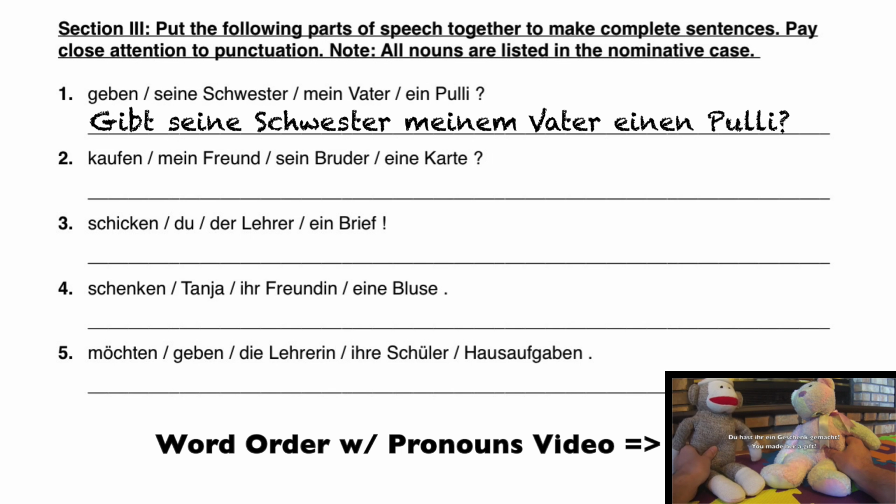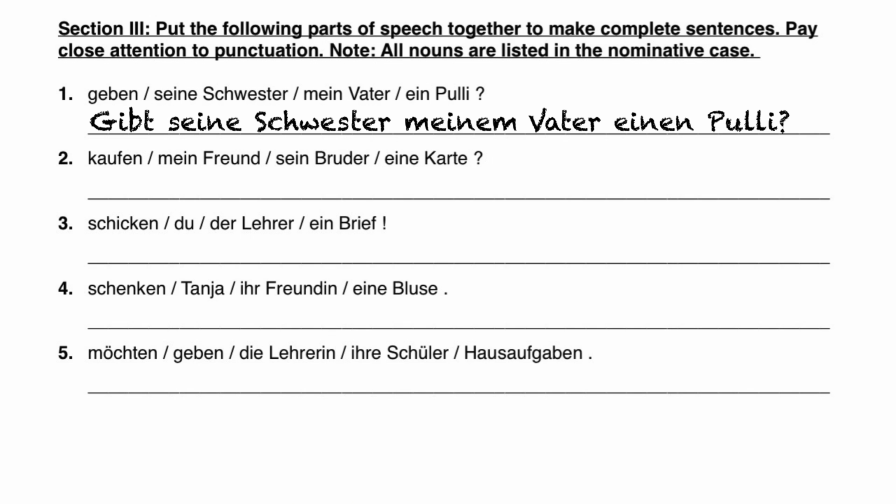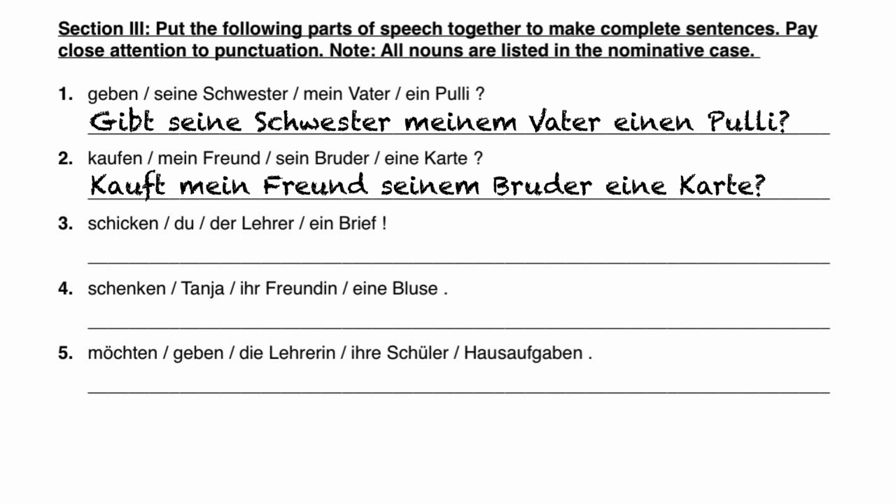Nummer 2. Here we have another question, so we're going to have to start with our verb again, which in this case is kaufen. I'm going to choose that mein Freund is the subject, not for any good reason, but we're going to say mein Freund as the subject. That makes it kauft as the conjugation of the verb, so kauft mein Freund. And then what is being bought in this sentence is eine Karte, a card or a ticket. And then his brother is the one that's receiving the ticket, which means that he's in the dative case. So we have a sentence here that says, kauft mein Freund seinem Bruder eine Karte? Is my friend buying his brother a ticket?